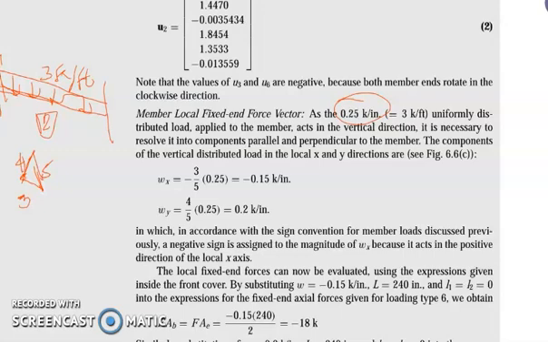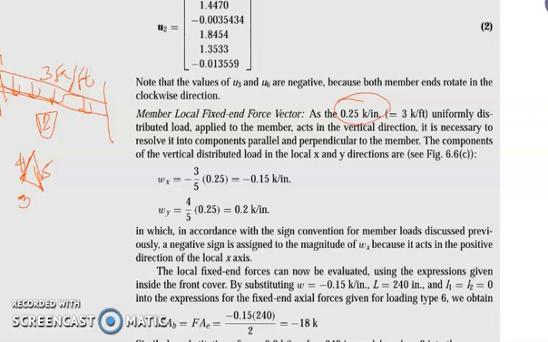And that will be equivalent to negative 0.15 kips per inch. And W sub y is 4 all over 5 times 0.25, so that will be 0.2 kips per inch. For the sign, the author uses negative to indicate that it acts in the positive direction of the local x-axis.